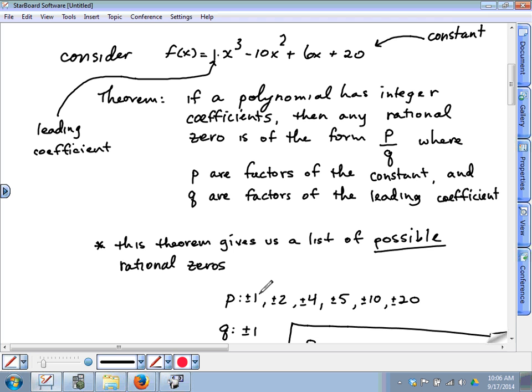We okay so far? Where did P come from? Where did all these numbers come from? Factors of the constant. Where did Q come from? Factors of the leading coefficient. Now what the theorem says is we have to form a bunch of P divided by Q numbers. So what we have to do is take all these factors of P separately and divide them by all the factors of Q. So the nice thing about this is, what's Q? Plus or minus 1. If you divide something by plus or minus 1, does it change what you were dividing? No. You understand?